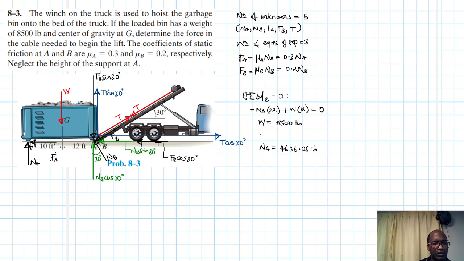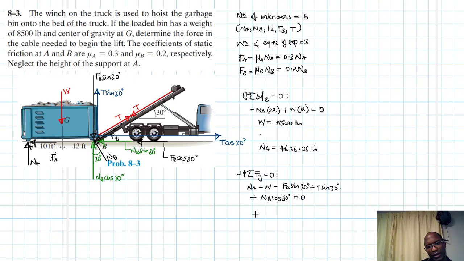Okay. So now let's find these vertical components and then later on horizontal. So we'll say summation of forces in the y equal to 0. What do we have? We have NA minus W minus FB sine 30 plus T sine 30. What else in the vertical direction? And then we have plus NB cos 30 equal to 0.